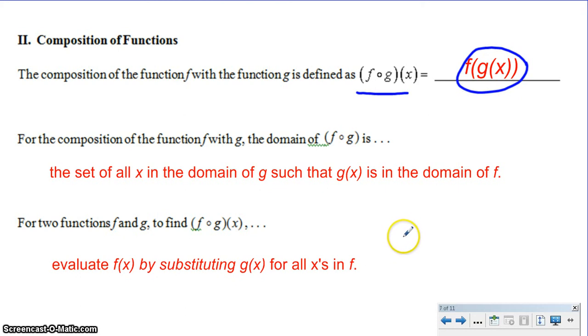For the composition of function f with g, the domain of f of g is the set of all x in the domain of g, such that g of x is in the domain of f. For two functions f and g, to find f of g of x, evaluate f of x by substituting g of x for all x's in f. Now, that sounds very wordy, but once we get to practicing, you will probably remember seeing this before.